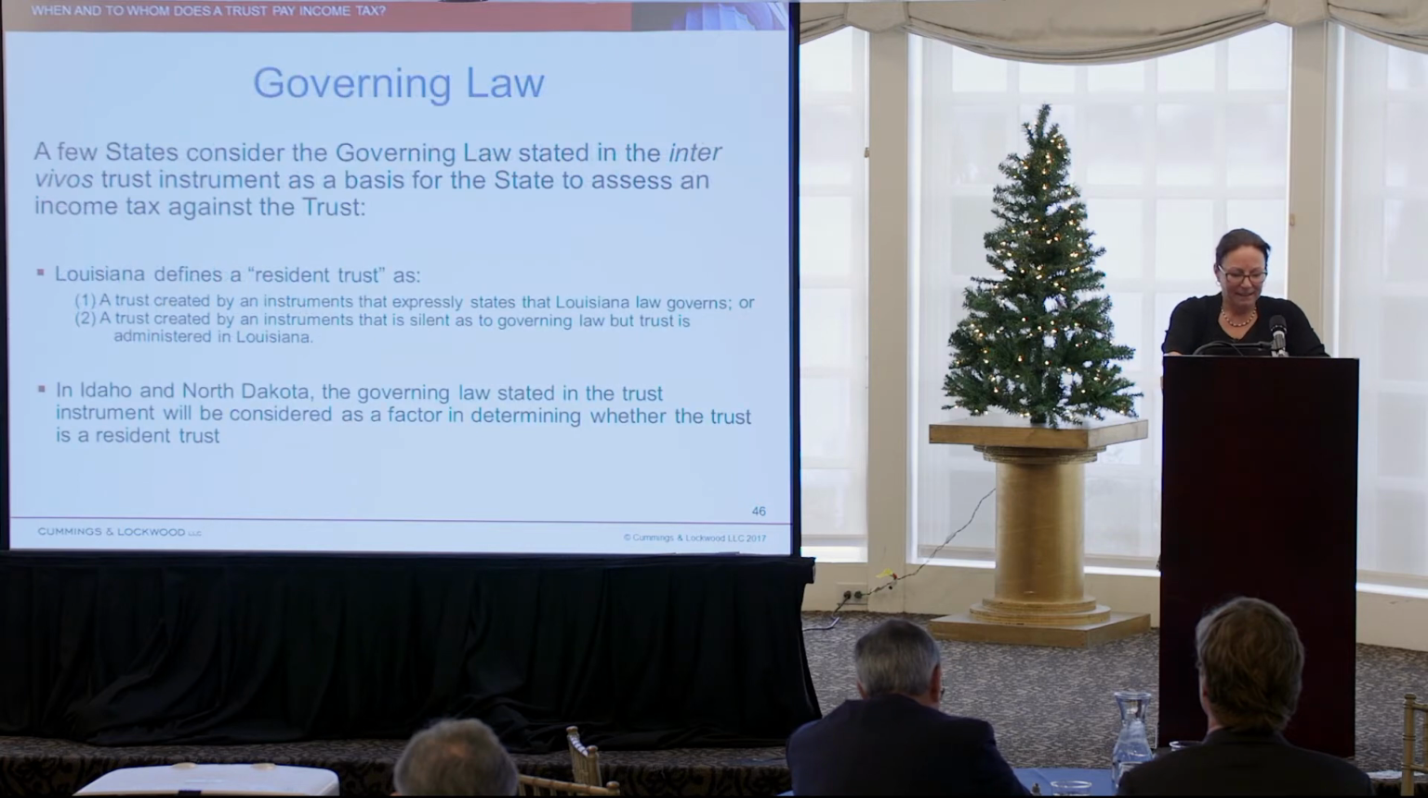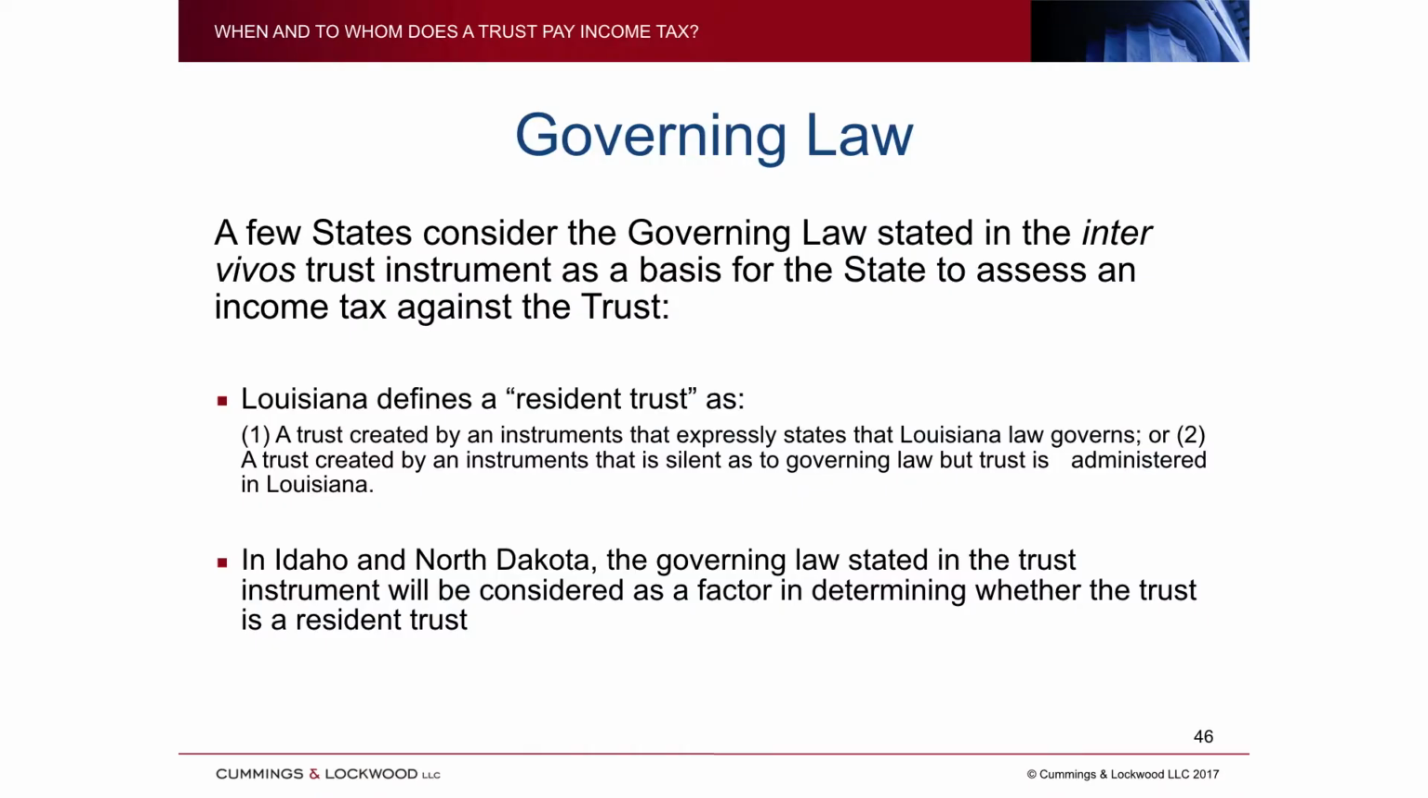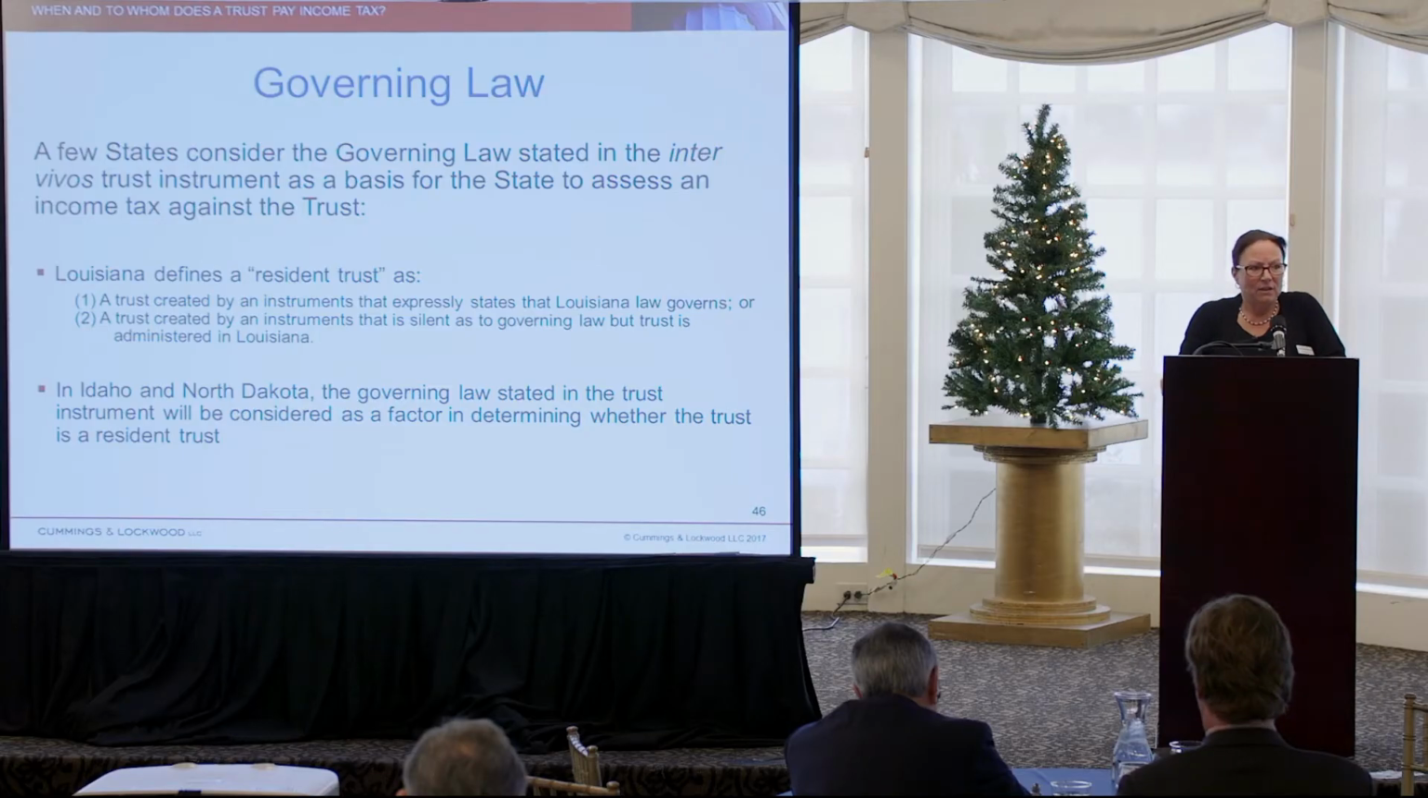Finally, governing law. Now, this is not a big one, but it does affect a couple of jurisdictions. For instance, Louisiana is the big one that really cares about governing law. They say that if the instrument expressly states that Louisiana law governs, then they will tax it, whether there's any other nexus to the state. They also say that even if it doesn't say it's governed by another state, but it's silent on that point, they will tax the trust if it's administered in Louisiana.